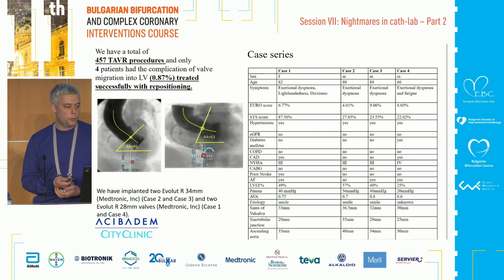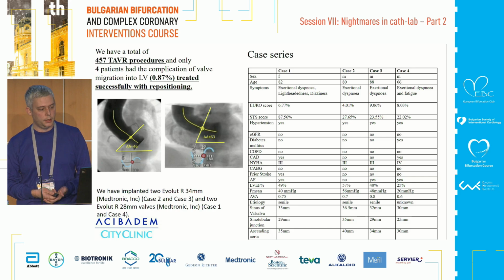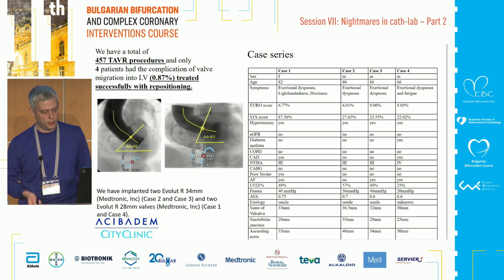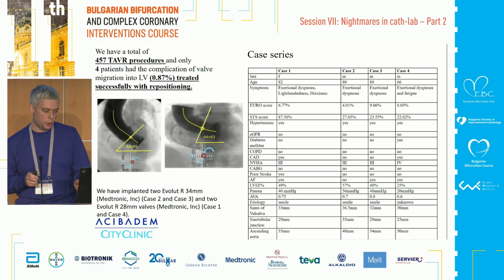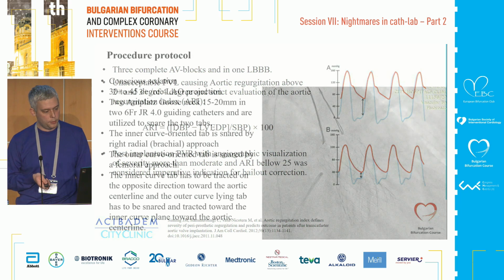So in all of our patient population, we have 4 patients with valve migration into the left ventricle. What we found, the most challenging cases are patients with a large aortic annulus and a horizontal proximal part of the aorta with angle of attack more than 50 degrees. In 3 of the cases, complete AV block and huge aortic regurgitation were found just after the embolization.